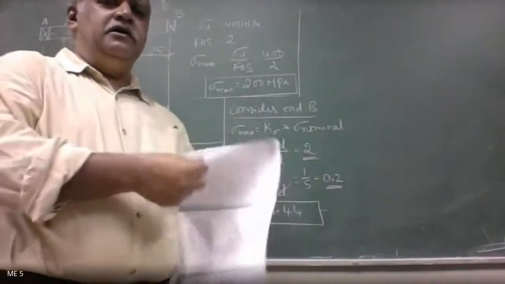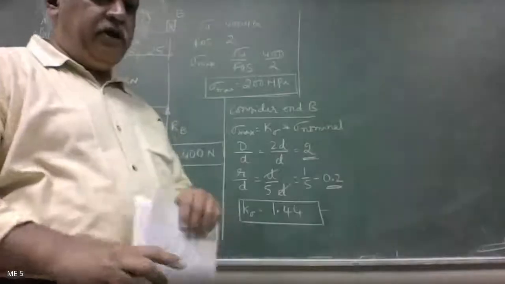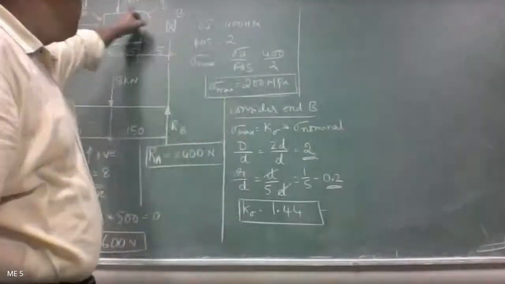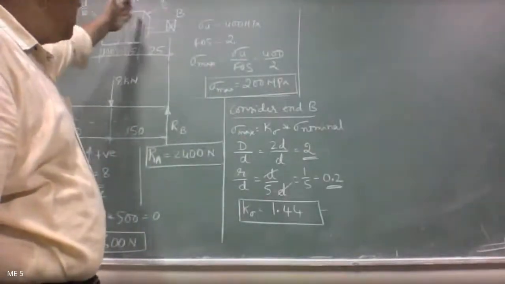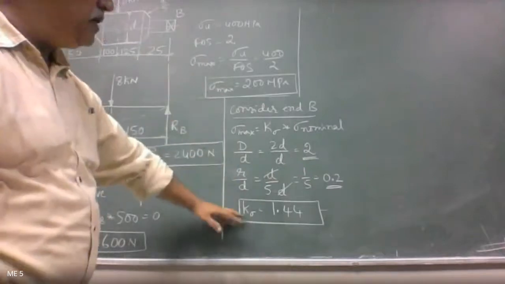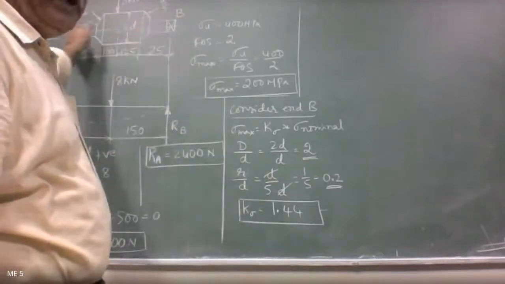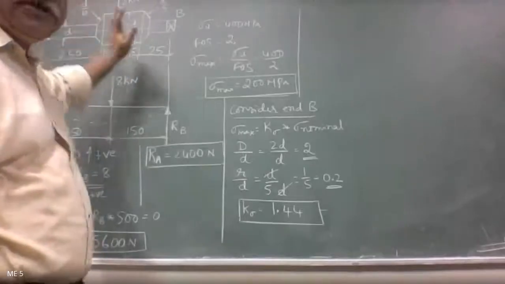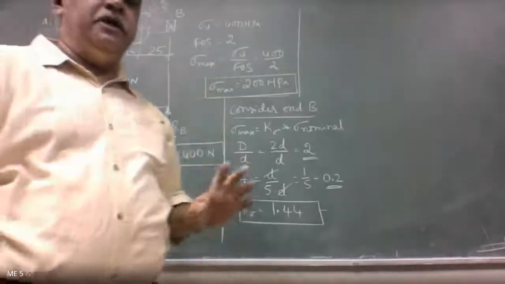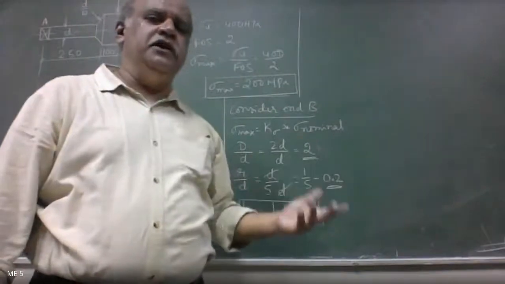Sir, we can consider any one end, sir. No, we have to, because radius is different in both ends. We have to consider diameter. We have to find out diameter with reference to both the ends. Both end B and end A we need to consider and find out diameter separately, and whichever is bigger we need to use that.